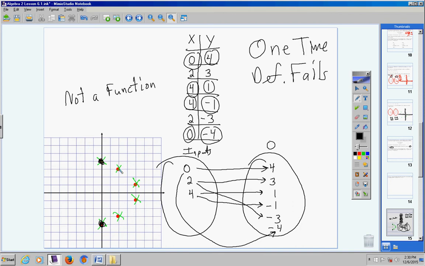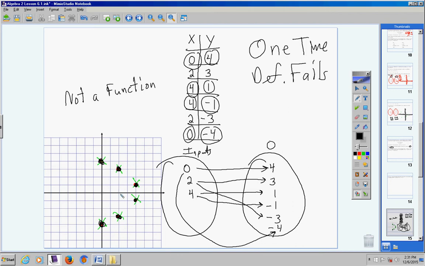Look at this here. It happens again right here. I have 2 more points that are directly above and or below each other. That's why 2 has 2 arrows coming off of it. See these 2 ordered pairs here? They're directly above and below each other. Well, that's why 4 has 2 arrows coming off of it, okay?